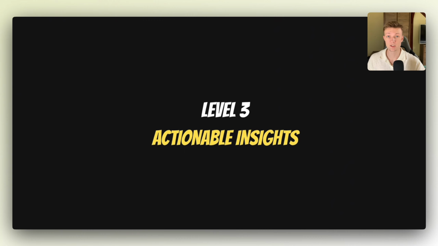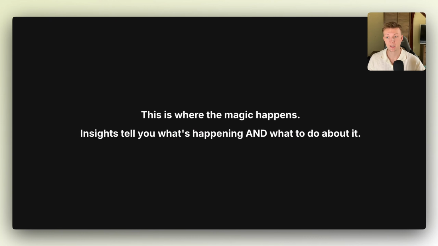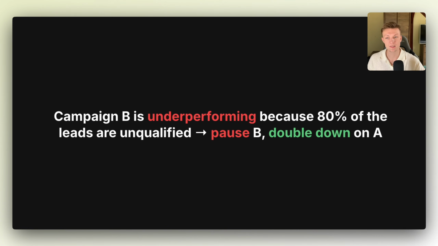And the last level is actionable insights. This is where the magic happens. So insights tell you exactly what is happening and what to do about it. I have a very simple example here. We have a campaign A, a campaign B. Campaign B is underperforming because 80% of our leads are unqualified. This would be classified as an insight. If we took action on that, we would pause campaign B and double down on campaign A. This is the actionable insight.